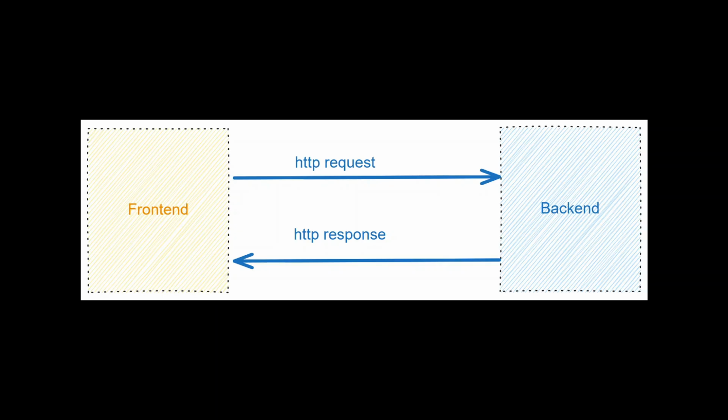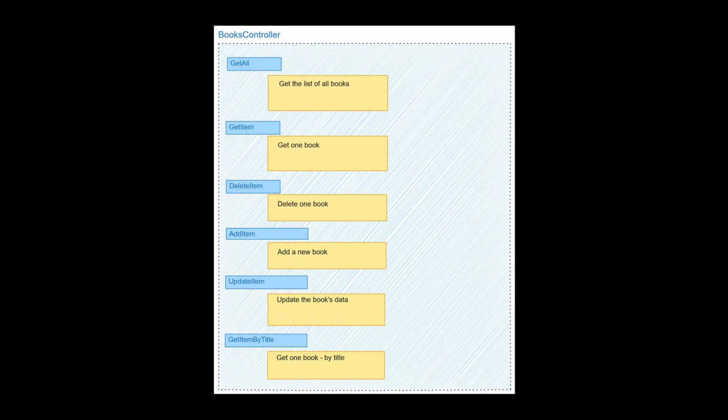Sometimes the HTTP request may have parameters. These parameters supply the HTTP request with additional information. In the following lecture, we're going to create our new controller from scratch. It will be called BooksController, and it's going to contain a couple of endpoints or actions.